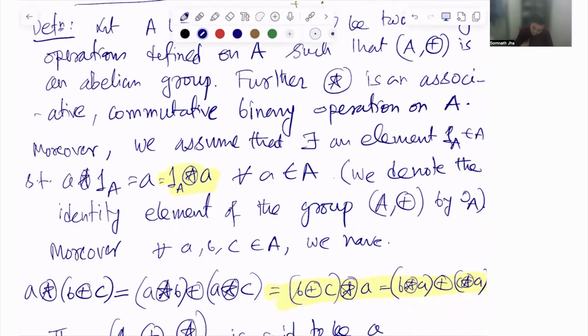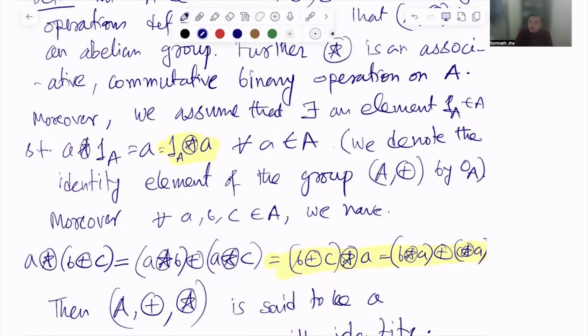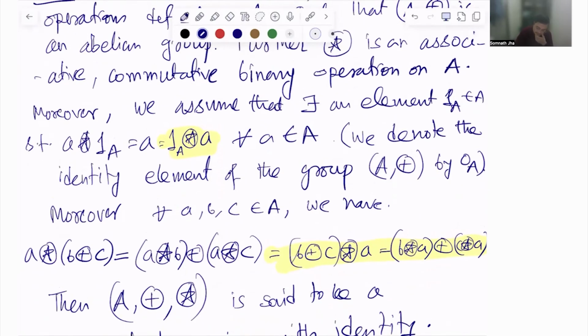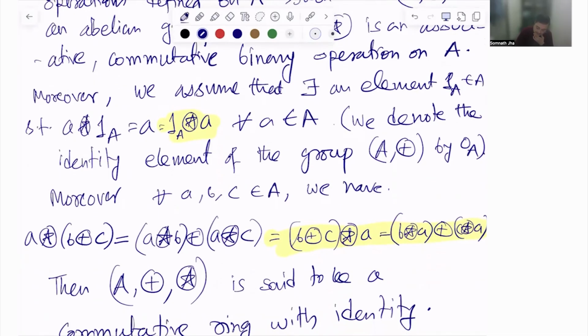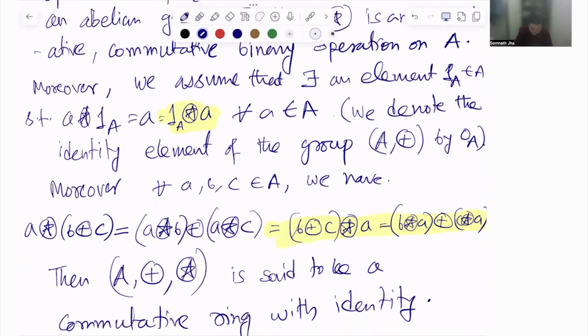So a star b is the same as b star a, and a star c is c star a, and the addition is also commutative. So these two are actually the same thing; it is redundant. I'm saying this just for emphasis, because we have already said it's a commutative operation. Then this is said to be a commutative ring with identity.